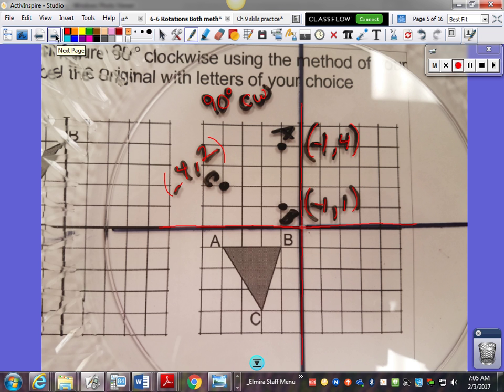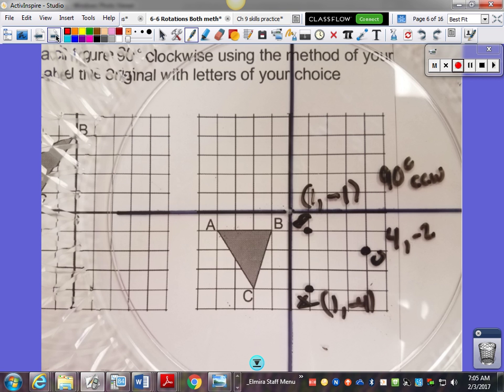All right, so that's 90 degrees clockwise. Here's the 90 degrees counterclockwise. Again, I just took the plate and I turned it counterclockwise. All right, and again, write down the coordinates. -1 here is going to be where B prime is. A prime is going to be at 1, -4, and C prime is going to be at 4, -2. Okay, that's counterclockwise.